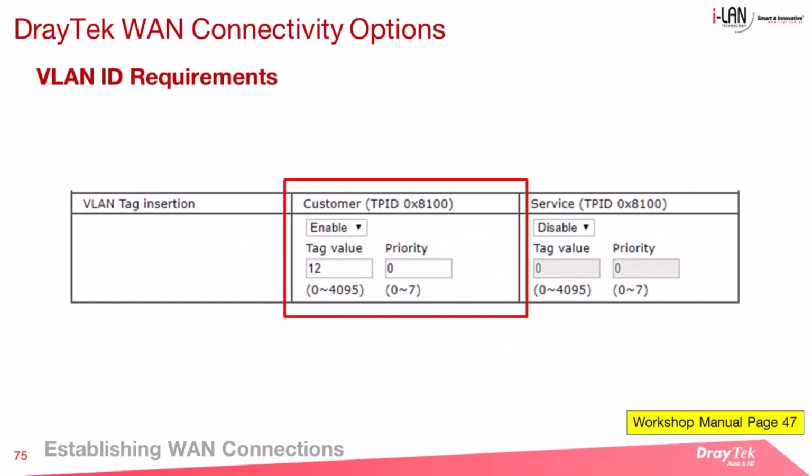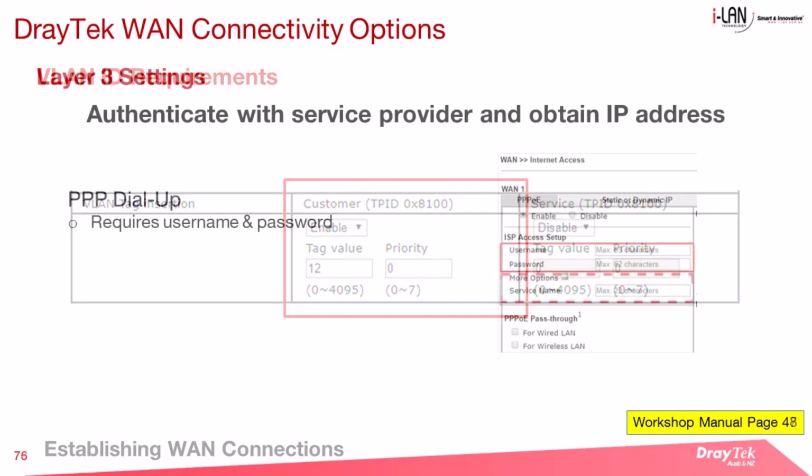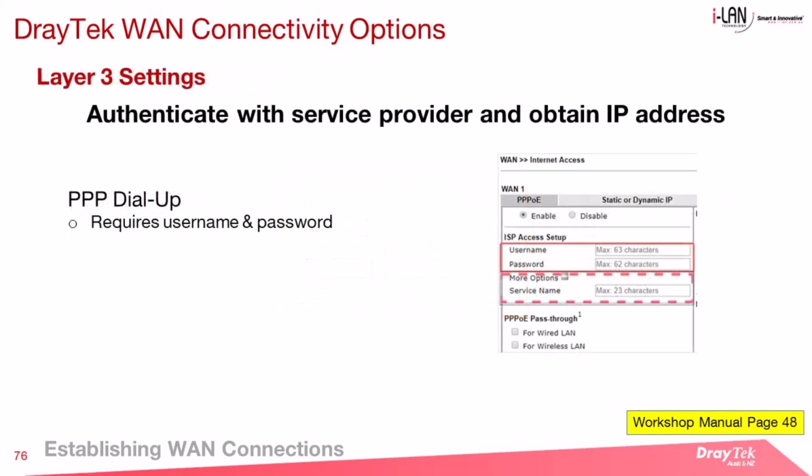Now, a lot of NBN connections require a VLAN tag on the WAN interface as well, which we covered briefly earlier today. Once the physical link has been established for the router WAN interface, the next step is to authenticate with the service provider and get an IP address.